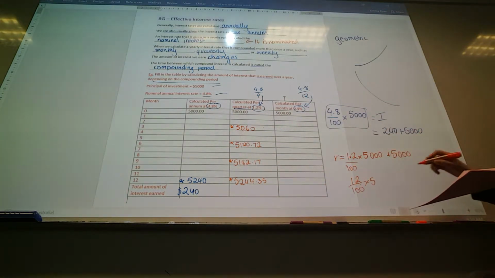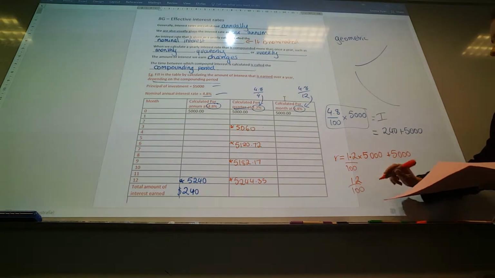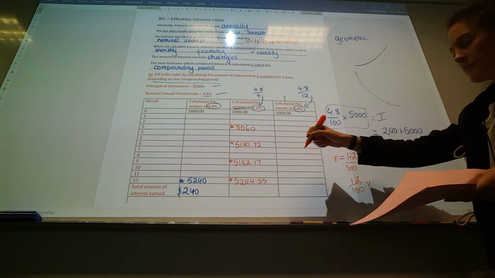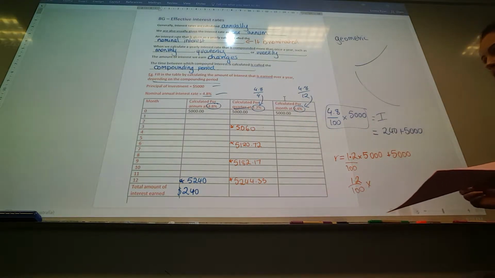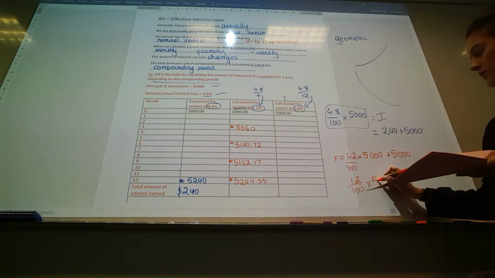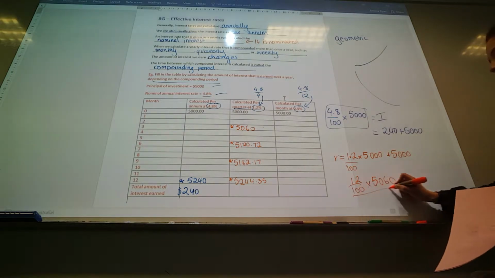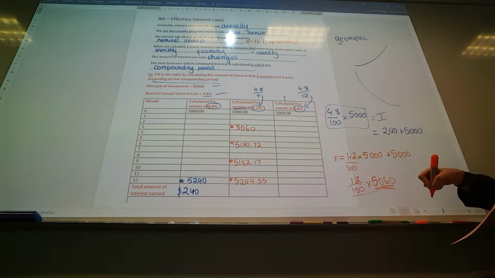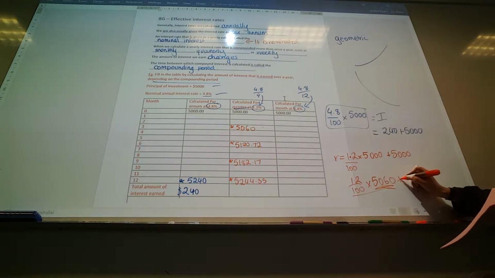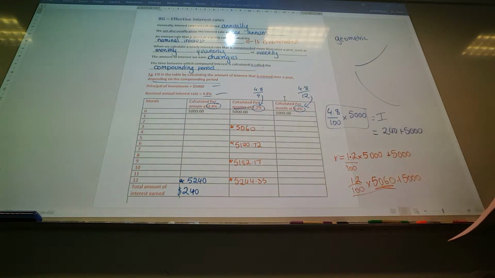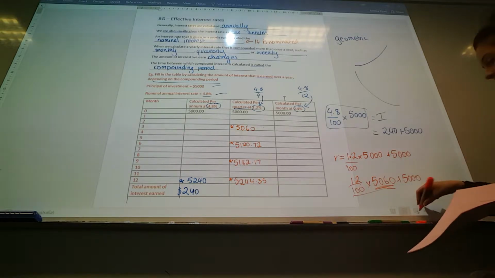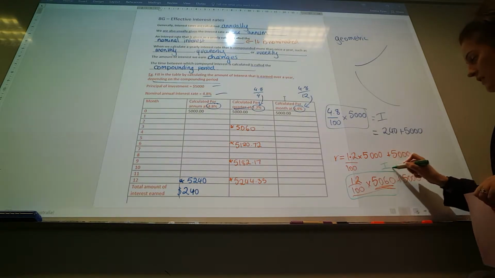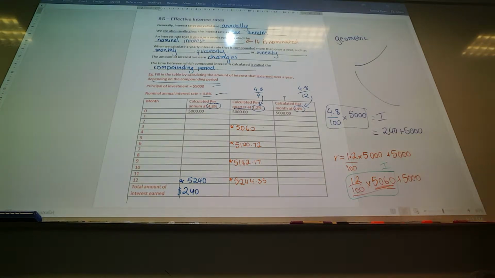Oh, so that's it. So every time we multiply this, we need to multiply it by the previous term. Does that make sense? So we need to multiply the next one by this number because that was the previous term, and plus 5,000. This bit calculates the interest and then we need to add it to our principal.